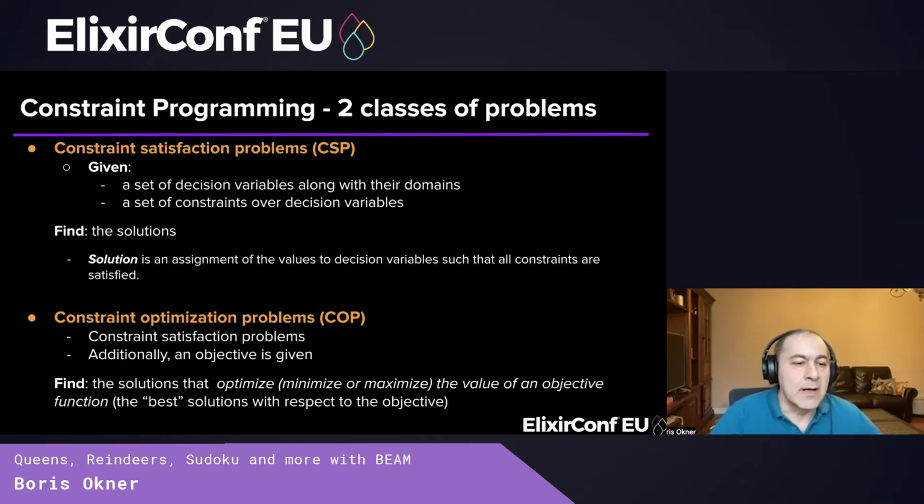The second class of problems is an extension of constraint satisfaction problems. Same thing, but we also are given an objective. The meaning of it is that not only do we want to find solutions, but we want to find the best solutions in the sense of an objective function. Usually we want to minimize or maximize some objective function.